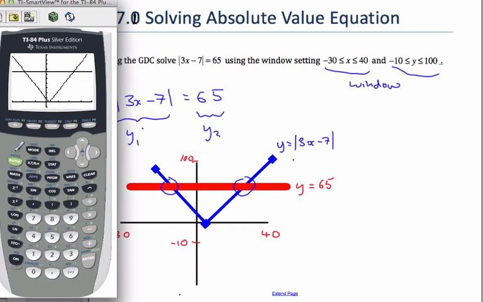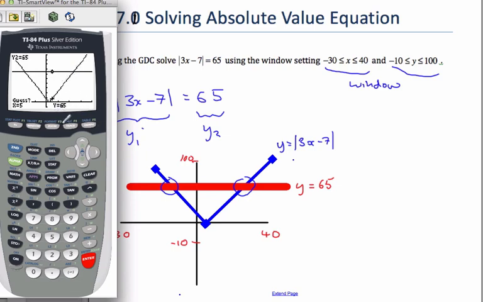Use our calculate menu and find the intersects by pressing 5. First curve, the absolute value of 3x minus 7, enter. Second curve, y2 equals 65. Now this is where the guess is important. If I guess near here, I get this intersect, and if I guess over here, I get the other intersect.